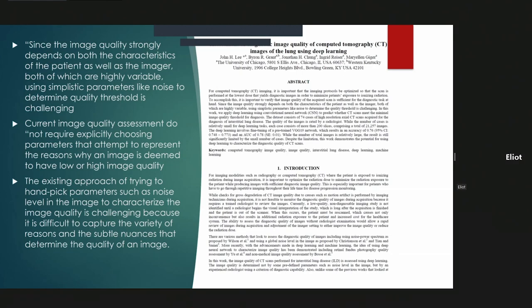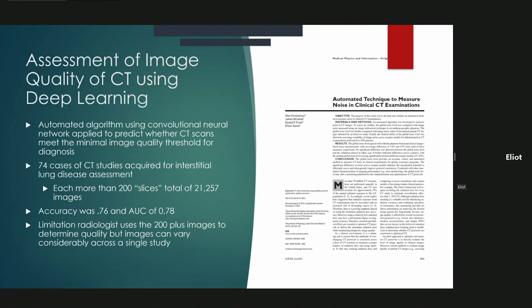This is the first paper that I'm aware of that looked at AI to make these judgments. Of course, there were limitations. This is only 74 cases. There was only one radiologist, and it was a specific indication, assessment for interstitial lung disease. So one question is, would it be possible to broaden this to multiple different types of CT scans and assessments? And how might one accomplish that?